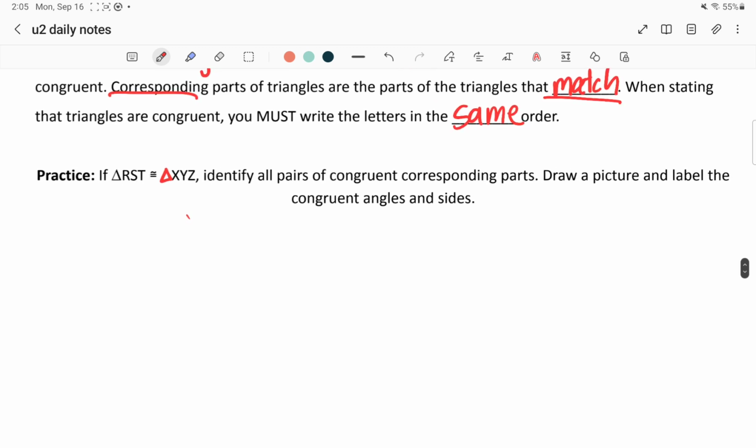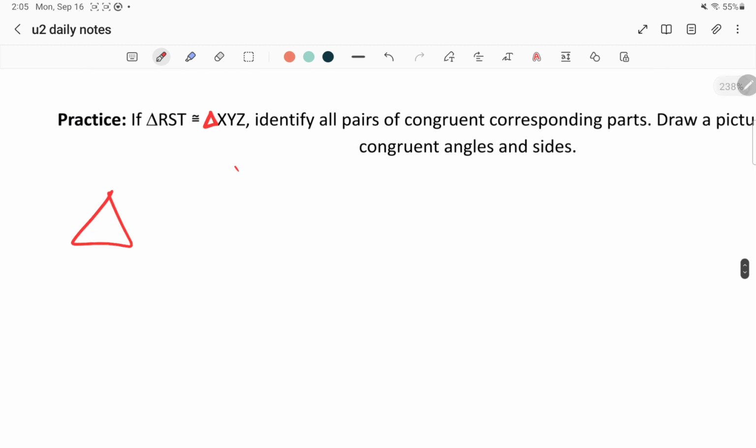Let's just practice a little bit what your homework might look like. If I'm saying triangle RST, so we're going to draw a triangle and we're going to put R, S, and T. If triangle RST is congruent to triangle XYZ, then without even drawing a picture, I know that R and X are going to go together, S and Y are going to go together, T and Z are going to go together because they are in the same order as it was written.